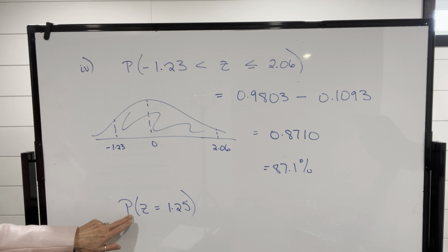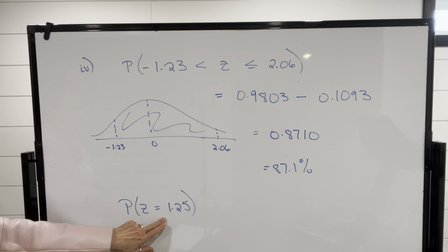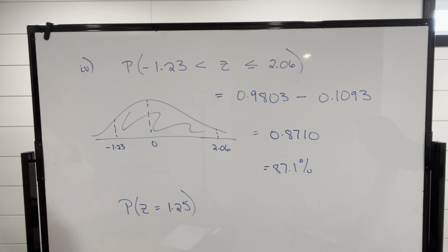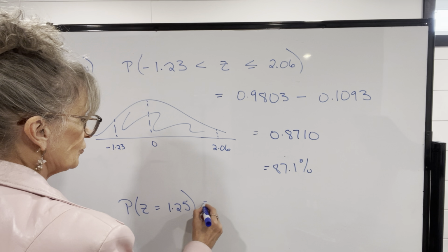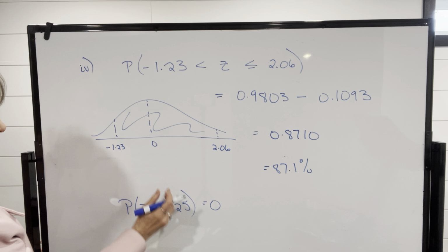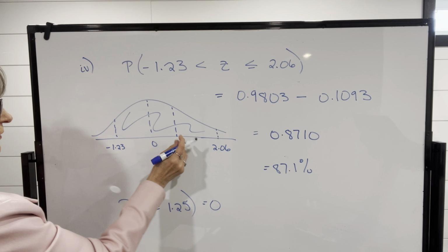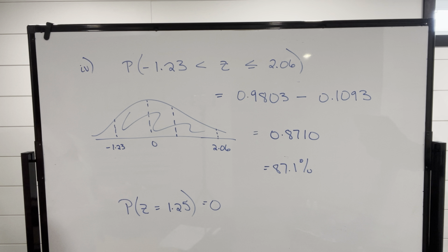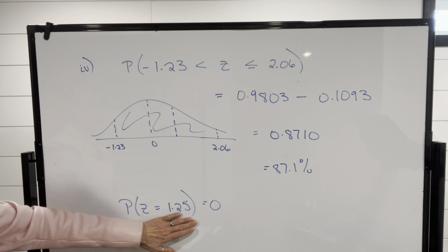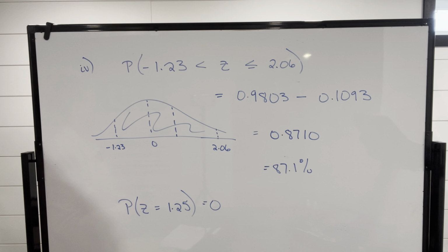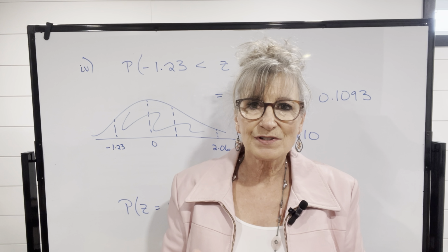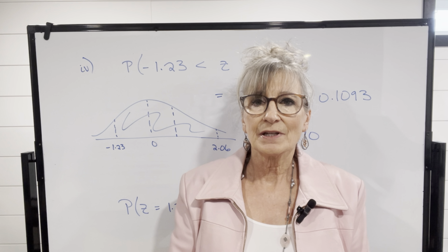I just want to mention that you hopefully won't see a question like this, a z-score equaling a specific value. And if you do, that probability is just 0. If it's equal to a certain value, there's no width, there's no range, so you can't get an area. There's not 2 dimensions. So hopefully you won't see that, but if you do, understand that that probability would be 0.